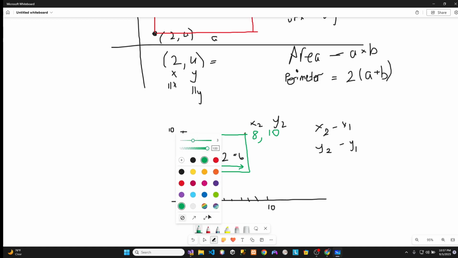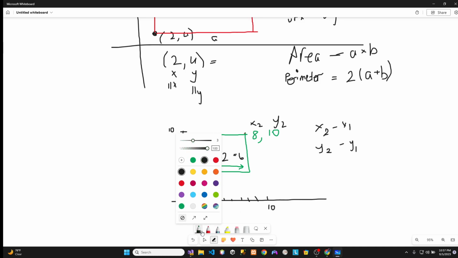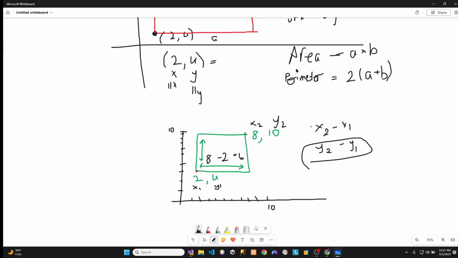For the second part, we find the b, right? Which is here. To find it, we do this formula now. Okay, we did this, and we're gonna do this now. So y2 is 10 minus y1 is 4, which is going to be equal to 6. Again, so we know what a equals, 6, and what b is. B equals 6.